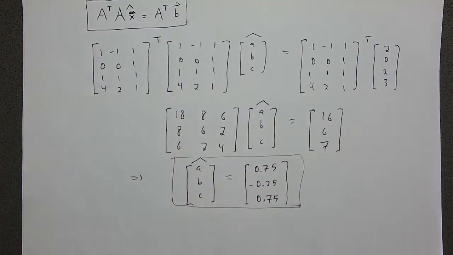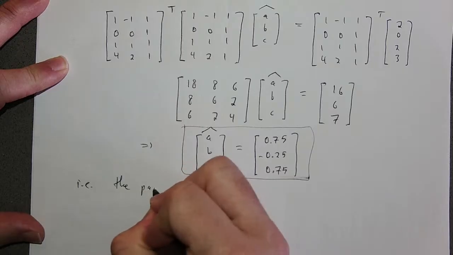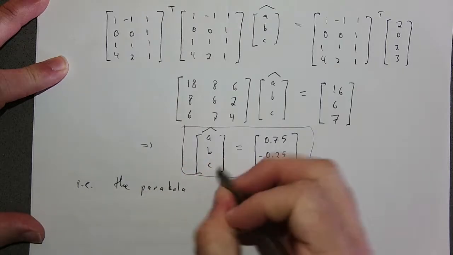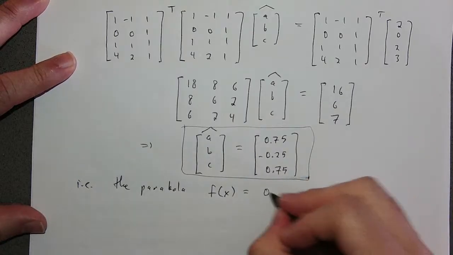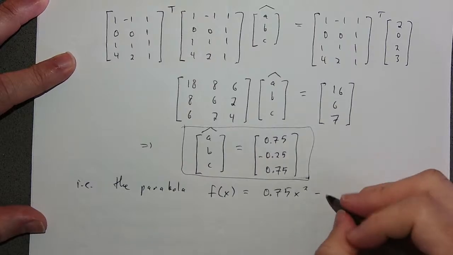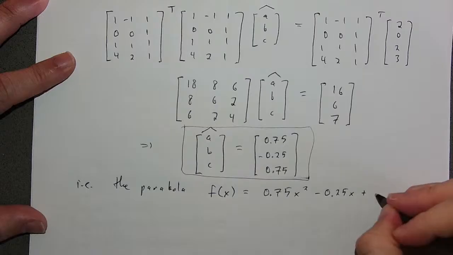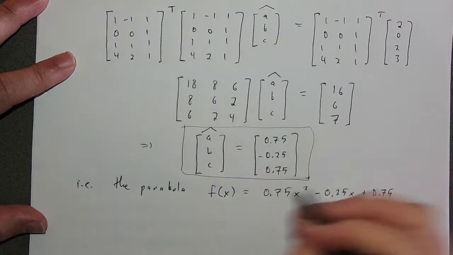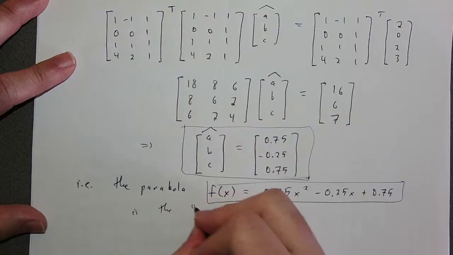This means that the parabola that has these as its parameters a, b, and c is the best fit. That is, the parabola f of x equals 0.75 x squared minus 0.25 times x plus 0.75 is the best fit for the data.